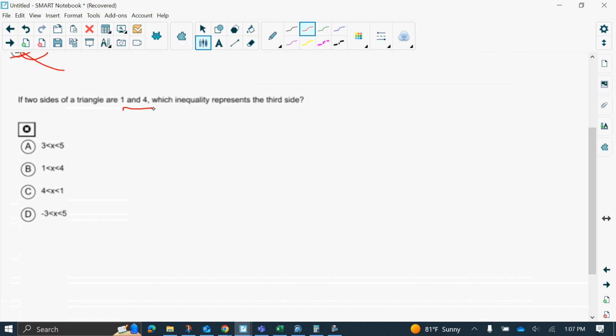And so if I've got 1 and 4, well, it's not going to be any of those ones that say 1 and 4, and it's not going to be the negative, so it's choice A. 4 plus 1 is 5. 4 minus 1 is 3, so 3 and 5.